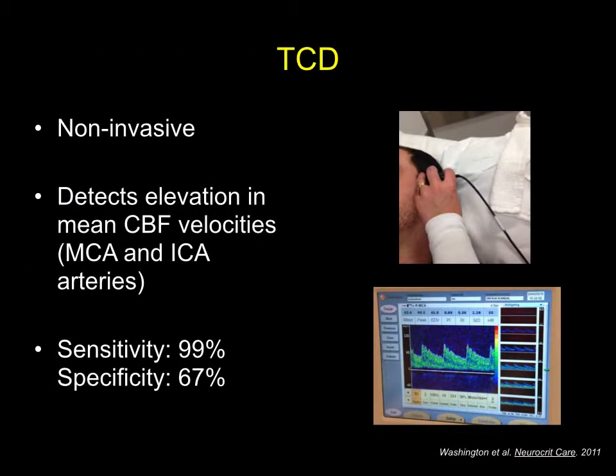Transcranial Doppler ultrasound is a non-invasive imaging modality that can be used as the first imaging tool in order to monitor and screen for the presence of vasospasm. This imaging technique provides an indirect measurement of vessel caliber by way of blood flow velocity. In particular, it detects elevation in mean blood flow velocities involving the middle cerebral and internal carotid arteries with a reported sensitivity of 99% and a specificity of 67%.